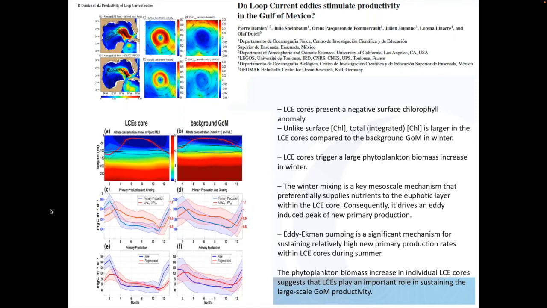The bottom panels show that, based on the model calculations, new production is higher during winter in the anticyclones than regenerated production. And we are explaining that based on this interaction between the mixed layer and the nutricline inside the anticyclones. The next one, please.